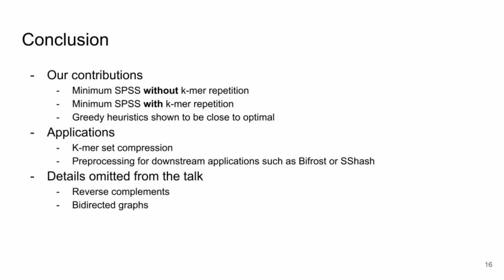And I should mention there are some details omitted from this talk, and the biggest detail is reverse complements. So all of this is actually done such that a k-mer is considered equal to its reverse complement. This complicates the problem, but the complication can be modeled using bidirected graphs. This makes the algorithms very tricky to implement, but the core ideas of the algorithm do not change.